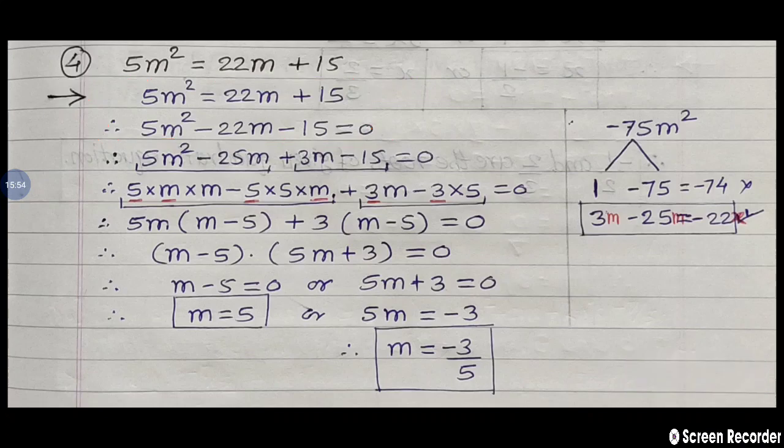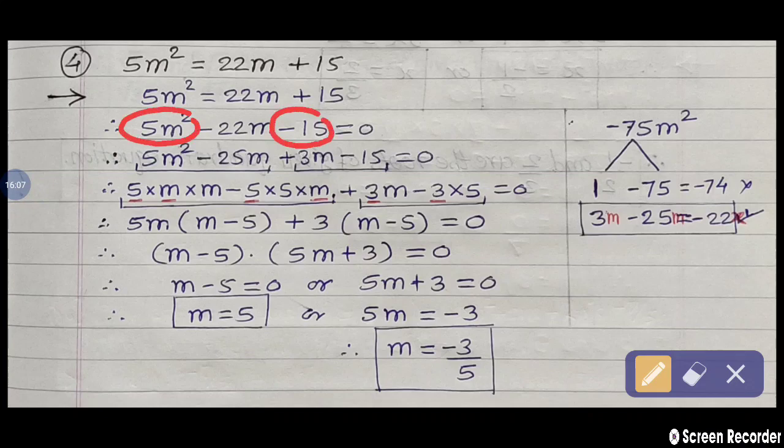Now as per the rule, we try to factorize it. What is our rule? The first term, 5m square, and the third term, minus 15: do the multiplication. 15 multiplied by 5, 15 fives are 75. And since plus and minus numbers are there, our product is minus 75m square. The middle term is minus 22, that is our sum. So product is minus and sum is also minus.